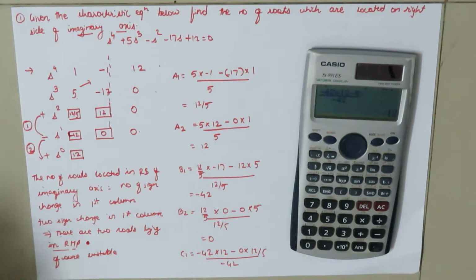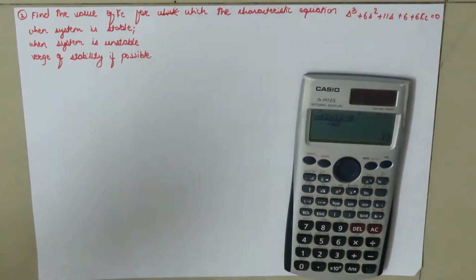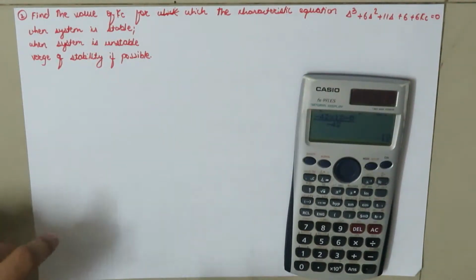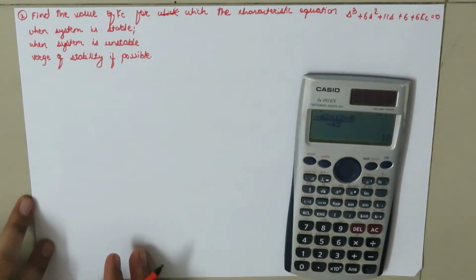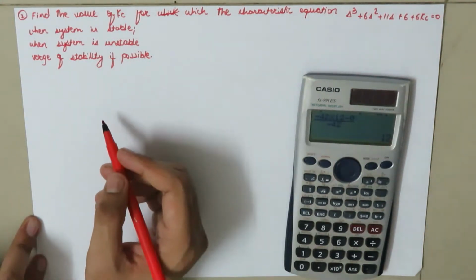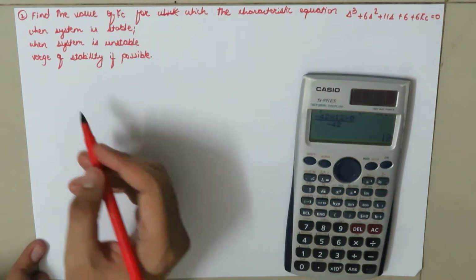Now let's take the second example. Here's the next example. Find the values of Kc for which the characteristic equation s cube plus 6s square plus 11s plus 6 plus 6Kc is equal to 0, when the system is stable, when the system is unstable, and when the system is on the verge of stability.